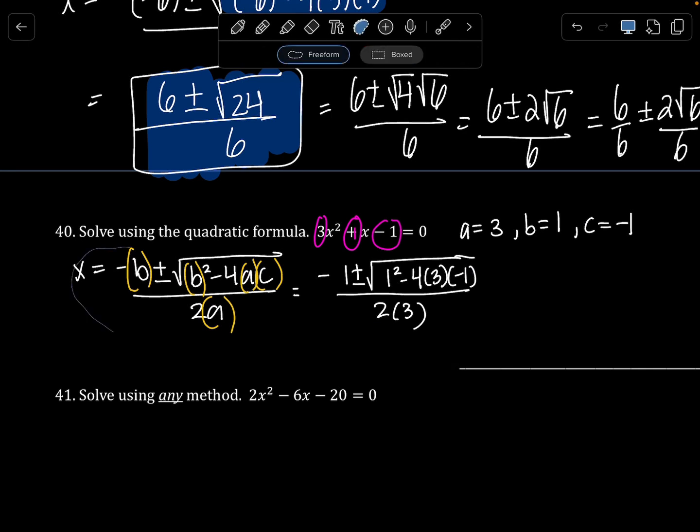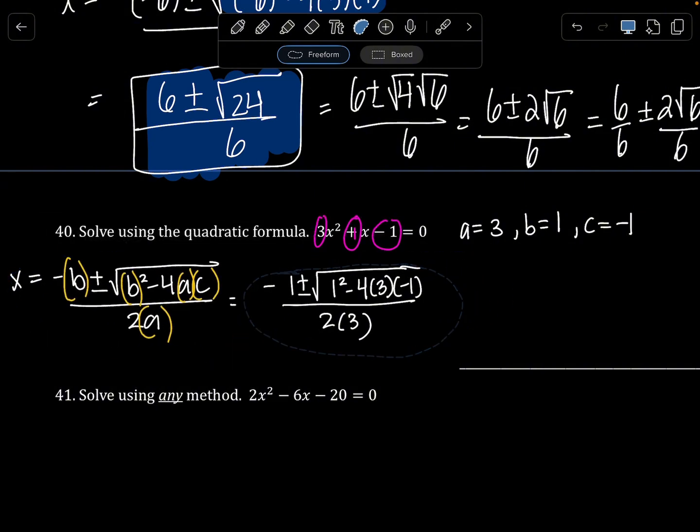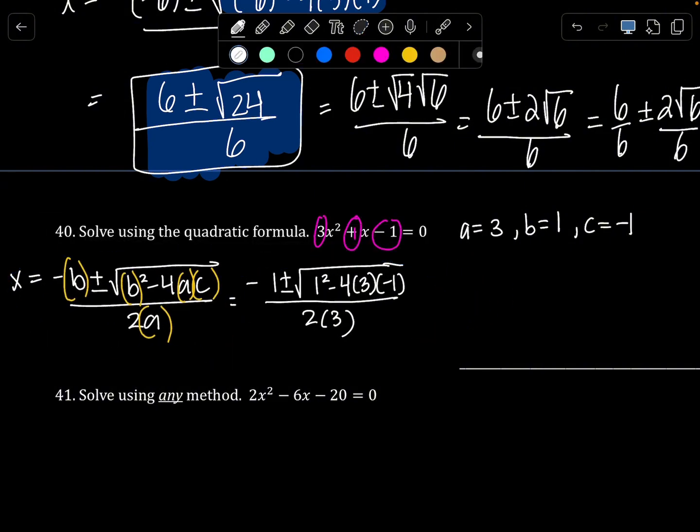All right, there you go. I'm going to move this a little bit more to the left. Make sure you replace the letters with the right numbers. So negative 1 plus or minus. I like to do what's inside the radical first, right? If you have a calculator, it does it for you.